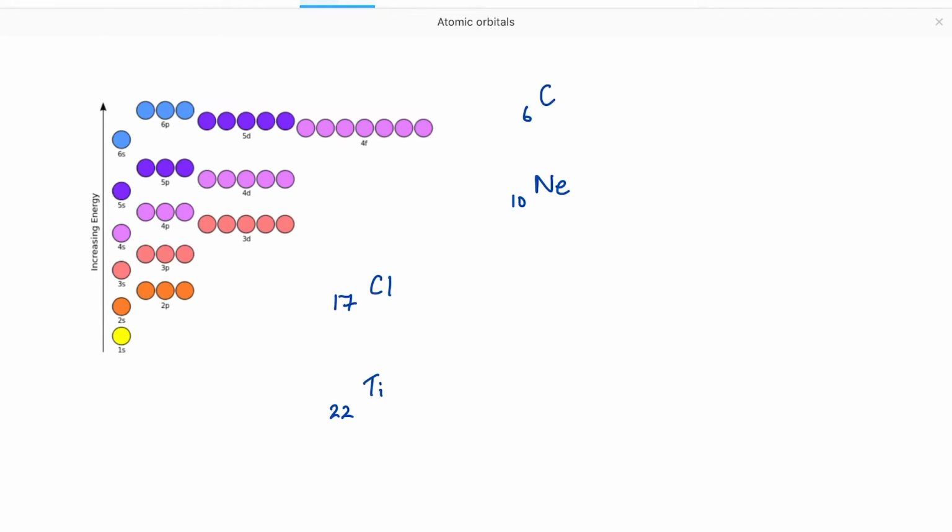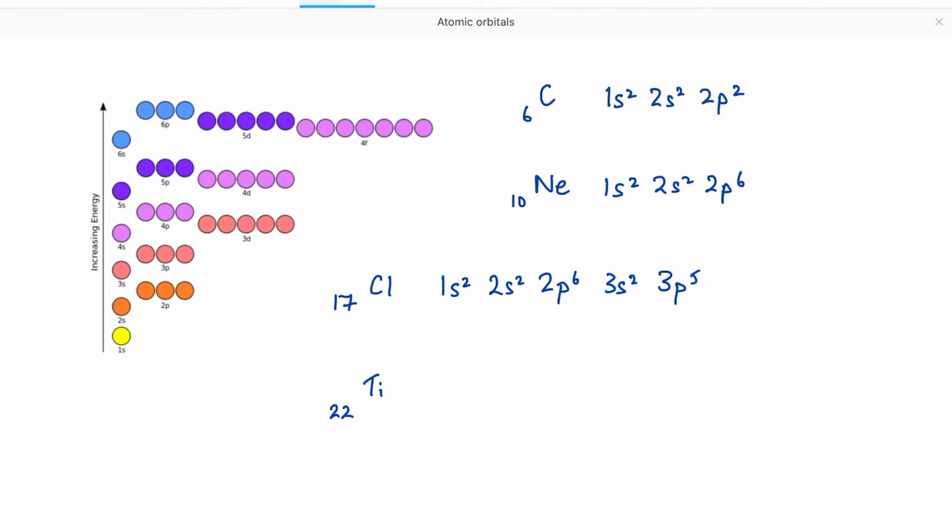So a typical exam question might ask you to write out the electron configuration for carbon or neon or chlorine or titanium, the ones that I have here. So carbon has 6 electrons, and just working up the scale, 1s2, 2s2, 2p2. Neon, with its 10 electrons, 1s2, 2s2, 2p6. Chlorine, 17 electrons, 1s2, 2s2, 2p6, 3s2, 3p5.